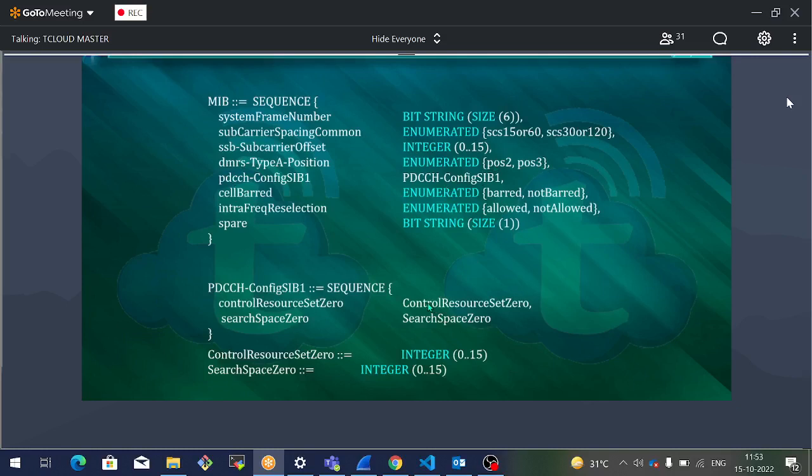For PDCCH config, it is dependent on again these two things. Each one of them can take 4 bits. So if this is 4 bits and this is 4 bits, you require 8 bits for PDCCH SIB1. So this is 1 bit, this is 1 bit, this is 1 bit. If you count, this is 6 bits, this is 1, 7, plus 4, 11, plus 1, 12, plus 8, 20, and this is 21, 22, and this is 23. One is missed somewhere.